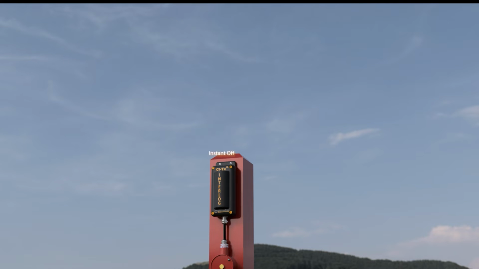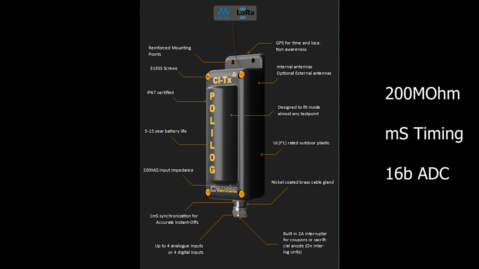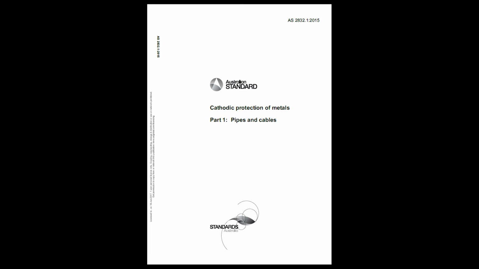Polylog utilizes proven and rock-solid polarization measurement techniques to gather data before sending it to a central location using state-of-the-art communication systems. With a 200 megaohm input impedance, millisecond accurate timing, and a high-quality 16-bit ADC, Polylog can measure instant-off potential with industry-leading precision, whilst also complying with all of the requirements of AS2832.